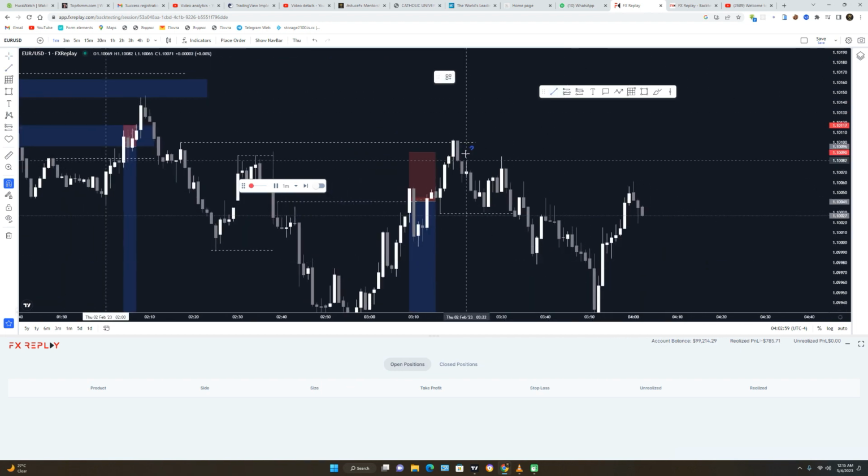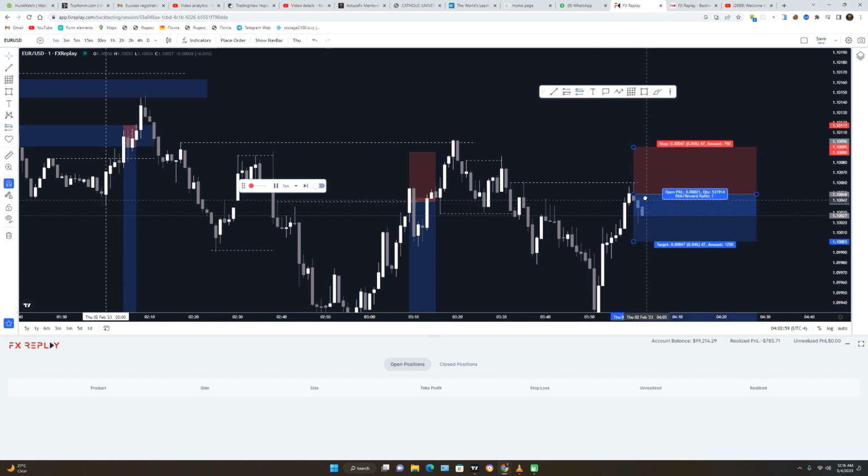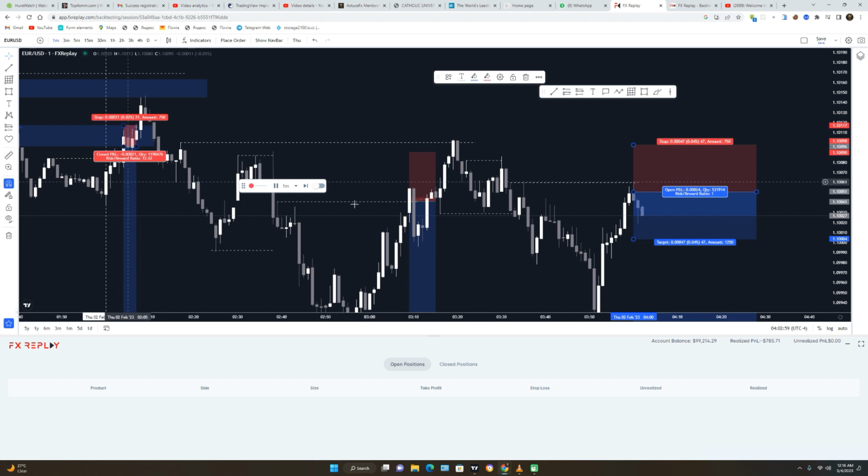So on this one, what do I have? I have liquidity swept and I have internal liquidity, which was actually this one. So this would have been the sell setup, but then price started dropping down. The thing played so fast, you can't even play it back.